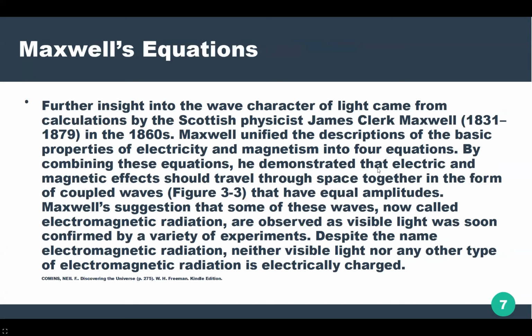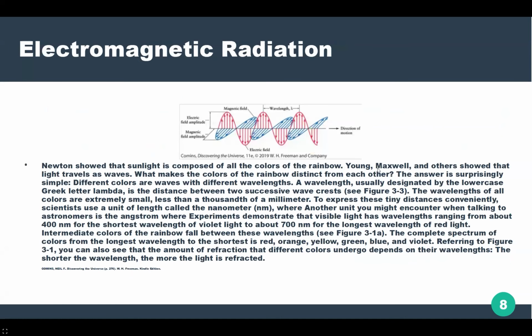Maxwell's suggestion that some of these waves, now called electromagnetic radiation, are observed as visible light was soon confirmed by a variety of experiments. Despite the name of electromagnetic radiation, neither visible light nor any other type of electromagnetic radiation is electrically charged. Newton showed that sunlight is composed of the colors of the rainbow. Young, Maxwell, and others showed that light travels as waves.